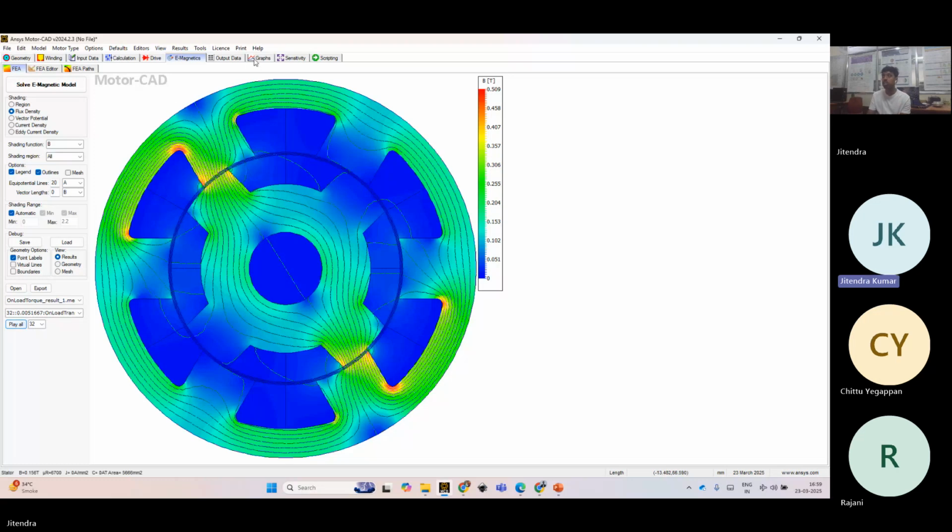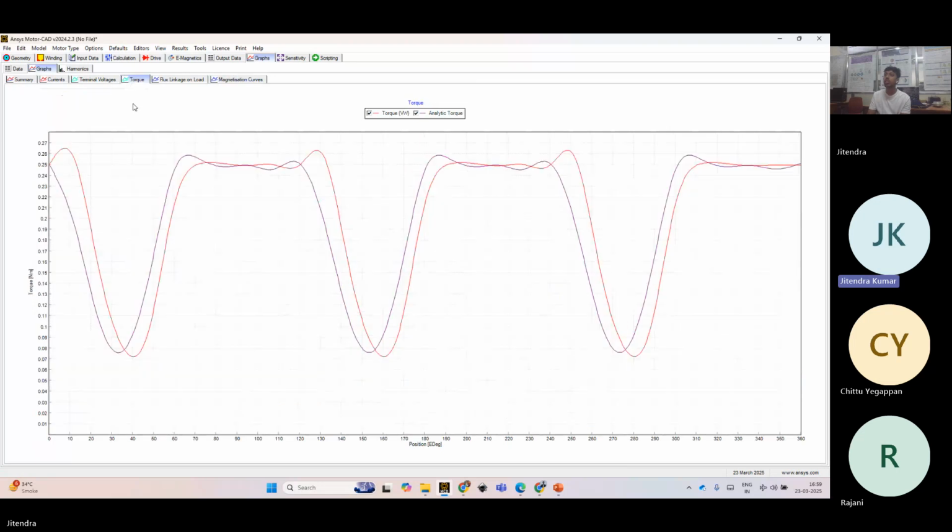So that is why you see this kind of profile in torque, which is not desirable. Turning off, then turning on, turning off, turning on, like this. That is why there is such a huge ripple. That is why SRM is known as a very high noise producing device.